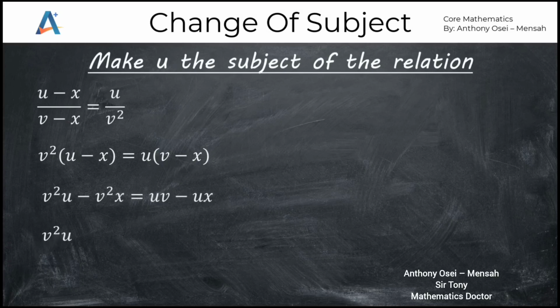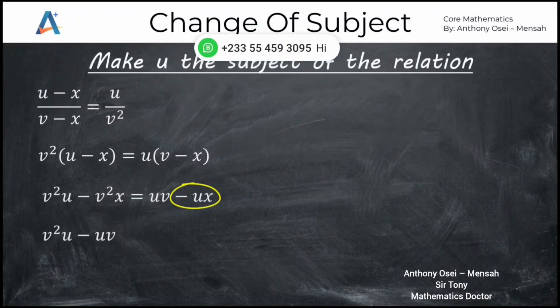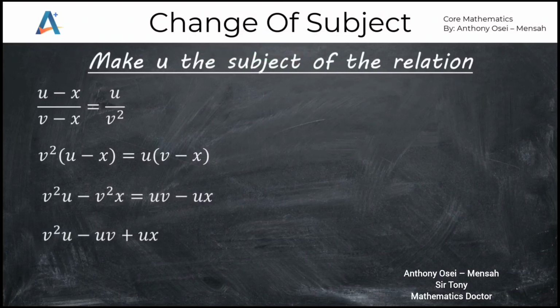So it will be v squared u, written first of all since it contains a u. Then the next one will be uv, which is positive at this side of the relation. So when it comes here, it becomes negative. So it becomes minus uv. Then I have the last term with u, which is minus ux. It is negative at the right hand side of the relation. When it crosses to the left hand side, it will become positive. So it will be plus ux. Then you close it with the equal sign.